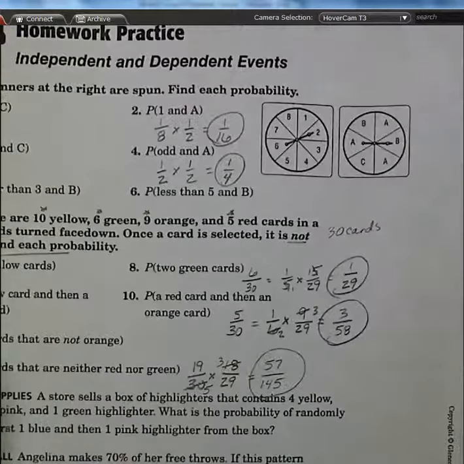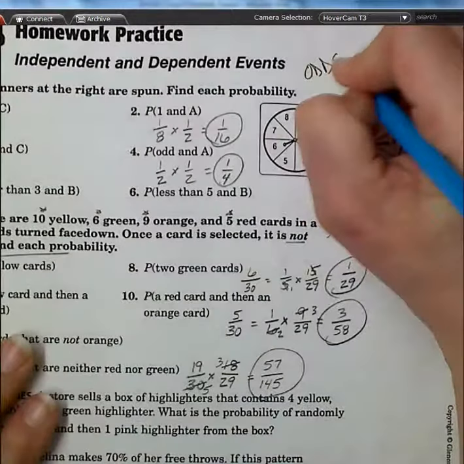You need to do the odds on this page. You need to do the odds on that page.